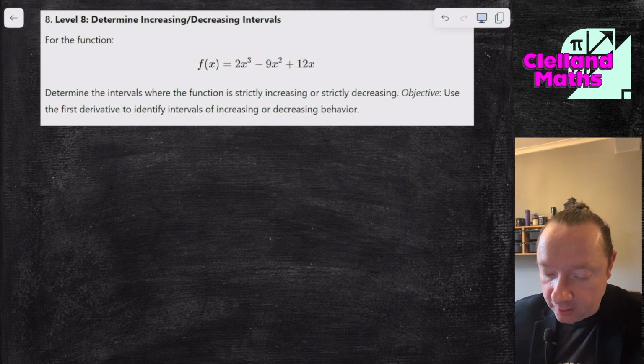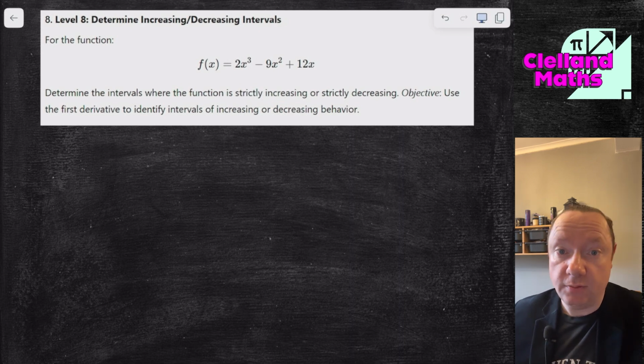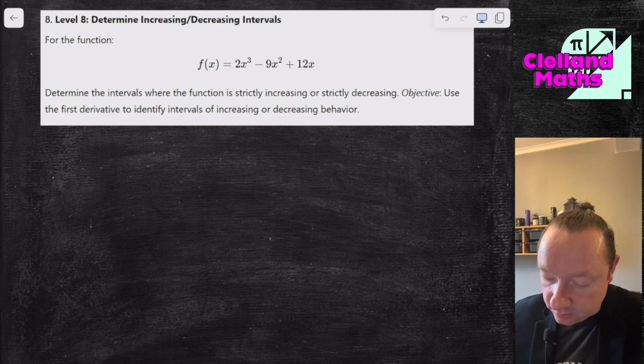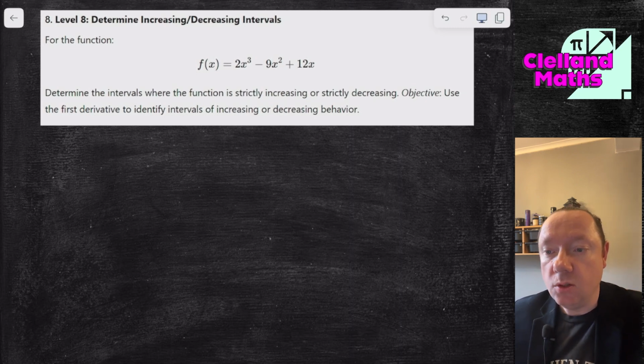Level 8, determining increasing and decreasing intervals. For the function f of x is 2x cubed minus 9x squared plus 12x, determine the intervals where the function is strictly increasing or decreasing. So objective, at least it's given us a hint. Use the first derivative to identify intervals of increasing and decreasing behaviour. So what's it asking us here?